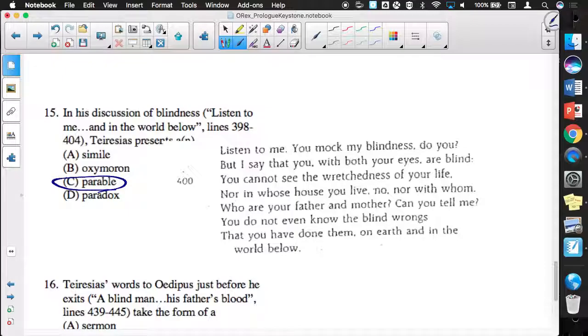I said A, going with simile. I said B. The answer for this one is going to be D, paradox.